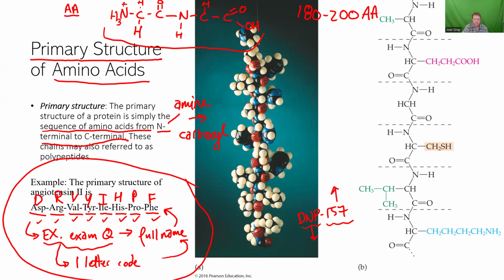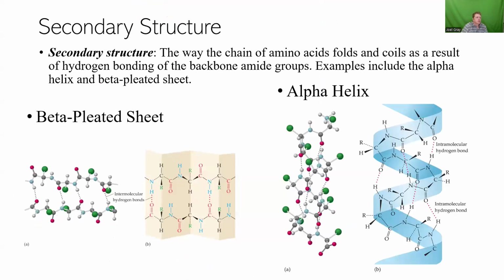Anabolic effect on muscle building. So it's important to know this because it's a useful way of communicating and it's much faster than saying the entire name. Now, our next level of protein structure is known as our secondary structure.